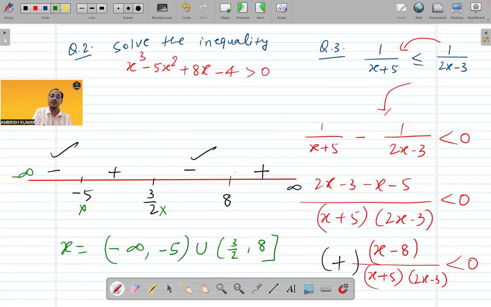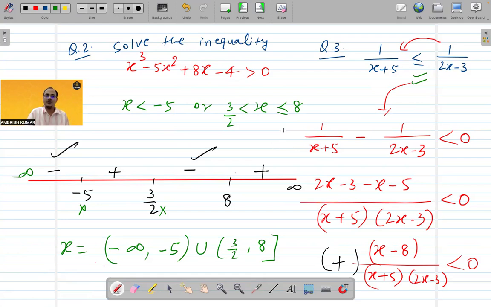And look, this answer we can also write as x is less than negative 5 or x is less than or equal to 8 but greater than 3 by 2. With 3 by 2 you don't have to take any equality sign. But with 8, you have to take the equality sign, since we have here the equality sign.